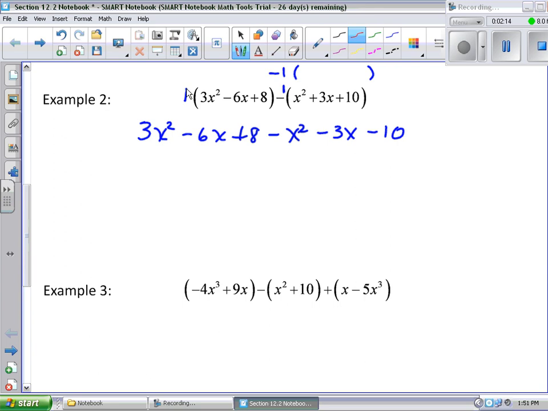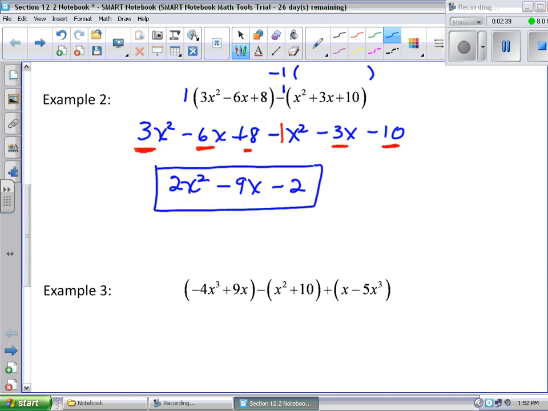Now combining the like terms, 3x squared minus our understood 1x squared will give us 2x squared. Negative 6x and negative 3x will give us negative 9x. Positive 8 and negative 10 will give us negative 2. So I've completed my second example.